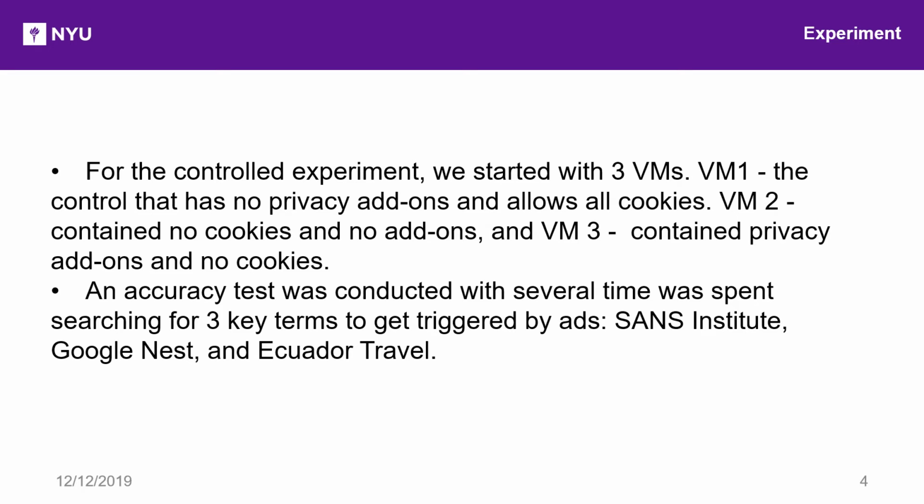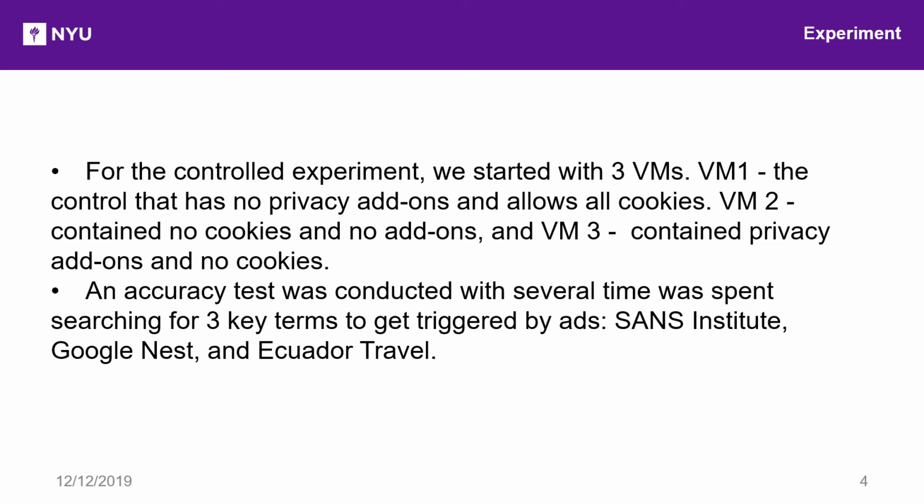VM2, although it had no add-ons installed, it blocked all cookies. This was really to test whether tracking amongst sites varied or differed. And this is really to get a better understanding of, if certain ads appeared in one site, are they going to get migrated over to a different site? And then VM3 really contained a whole slew of privacy add-ons, a bunch of different ad blockers, and accepted no cookies. We also conducted an accuracy test.